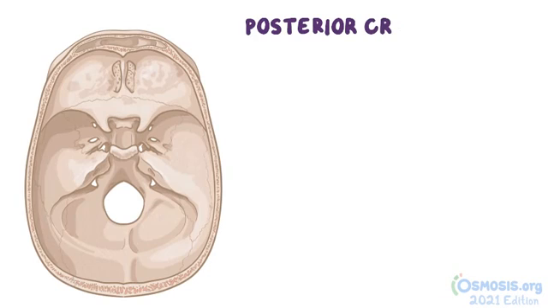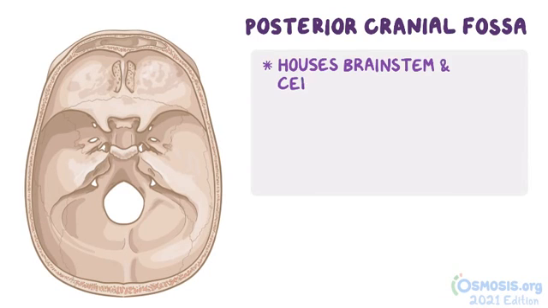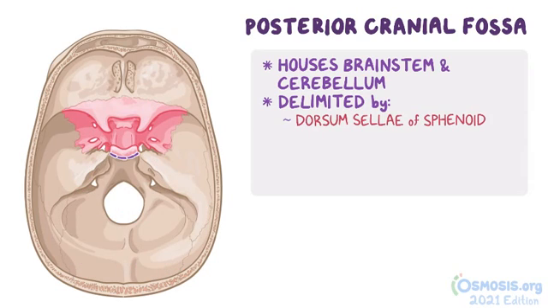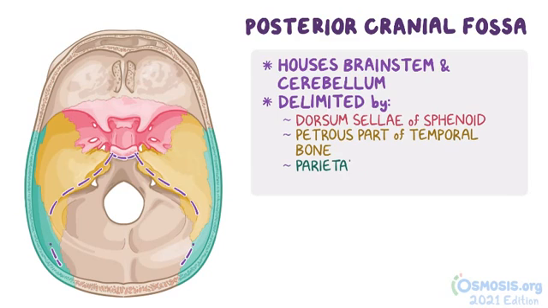Finally, the posterior cranial fossa houses the brainstem and the cerebellum. It's delimited by the dorsum sellae of the sphenoid bone and the superior borders of the petrous part of the temporal bone anteriorly, the parietal bones laterally, and the squamous part of the occipital bone posteriorly.